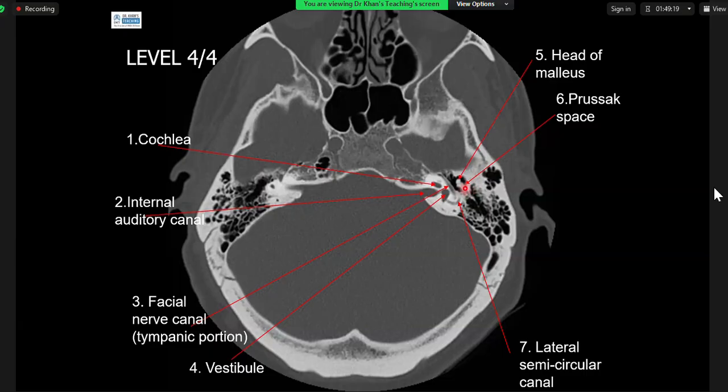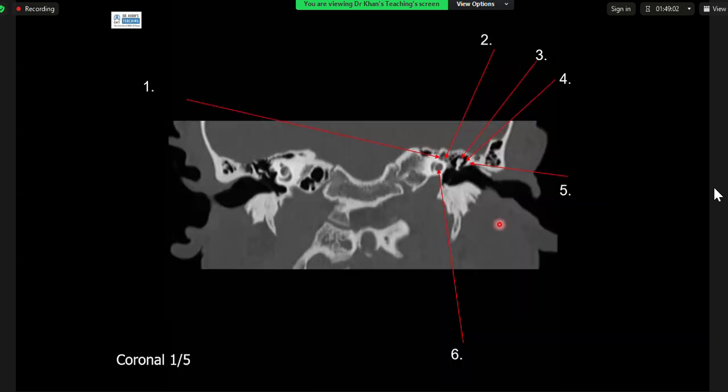But the arrow actually was in the air, which is the black space. This space is known as Prussak's space. This is the exam space. This is a very important space because cholesteatomas sit here. And this is the lateral semicircular canal, which is visible here. Okay, now let's go through coronals.